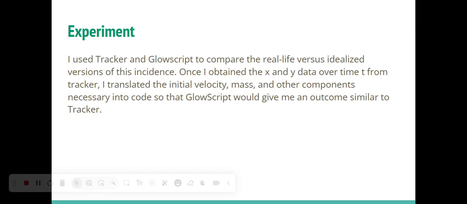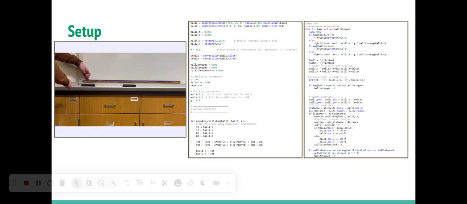with each other. For this experiment, I used Tracker and GlowScript to compare the real-life versus idealized versions of this incident. Once I obtained the x and y data over time t from Tracker, I translated the initial velocity, mass, and other components necessary into code so that GlowScript would give me an outcome similar to Tracker. For this setup, you can see on the left, I have a meter stick laid out in Tracker, and I have the two dry erase markers at a set distance away from each other.